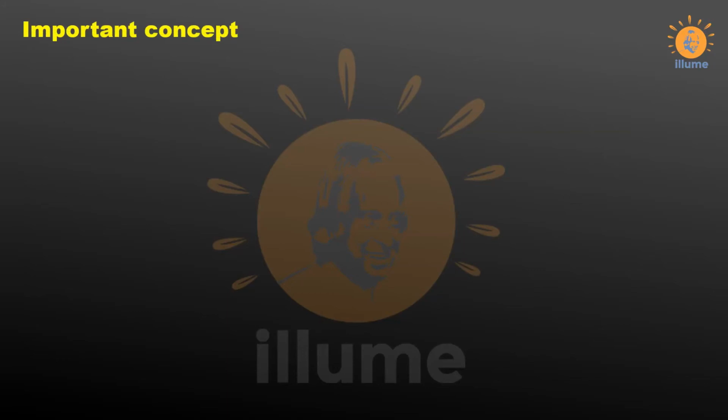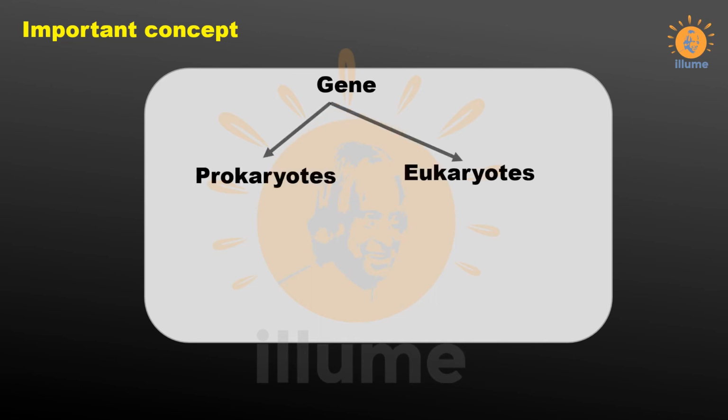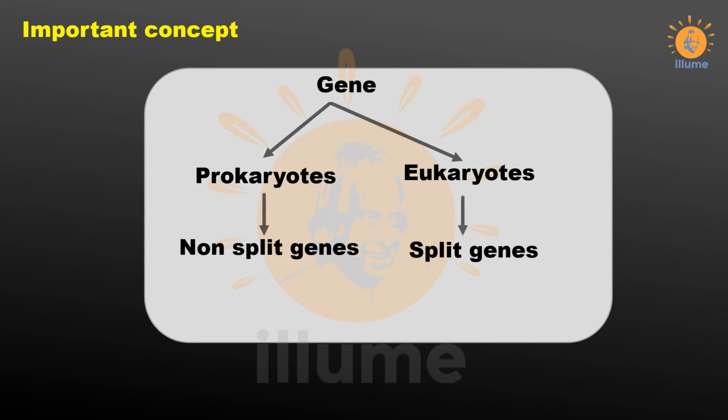Now I'll talk about some very good concepts that are many times asked in exams. The gene has a difference in prokaryotes and eukaryotes. In prokaryotes, genes are non-split genes. That means prokaryotes don't have any concept of exons and introns. They are not different. Prokaryotes always have non-split genes. But eukaryotes have split genes. That means a gene which has intron as well as exon.